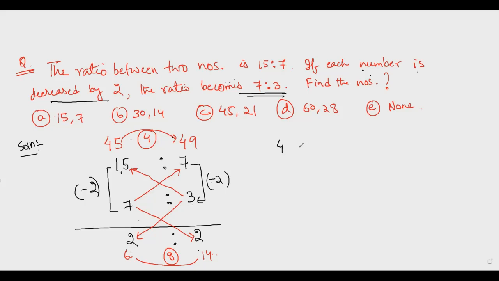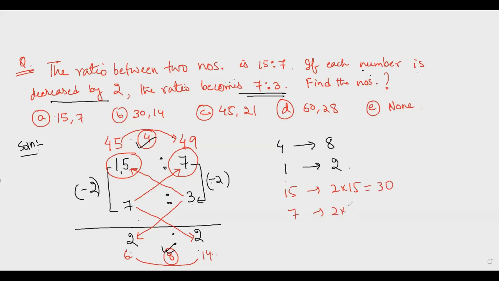Yeah, the difference was 4, but now it is 8, right? 1 becomes 2. So the number is multiplied by 2. The numbers are 15 and 7. So 1 becomes 2, and 15 becomes 30, and 7 becomes 14. So this is the correct answer.